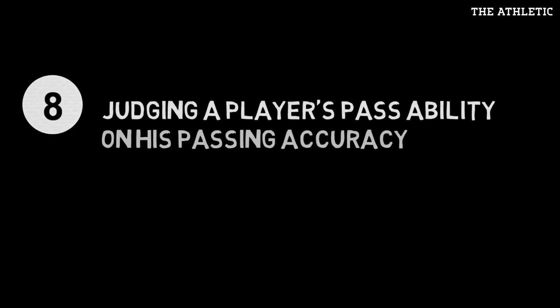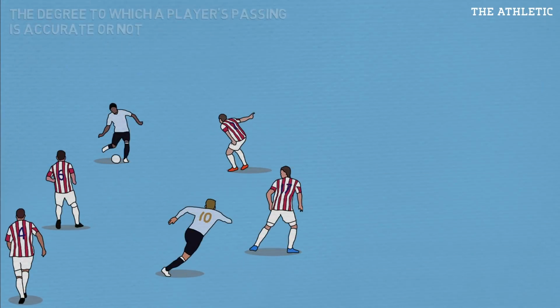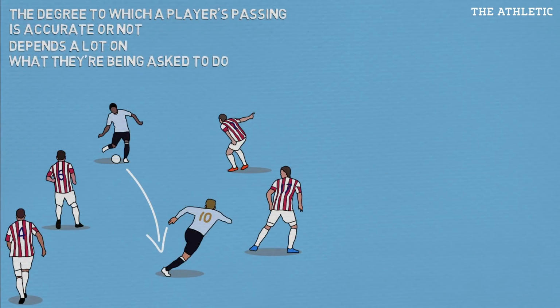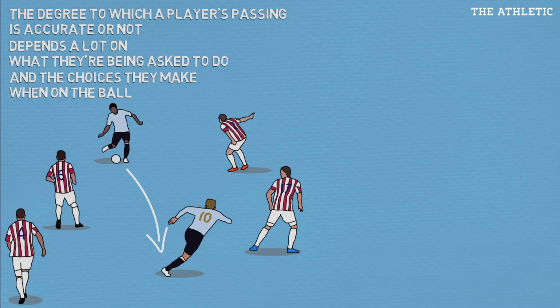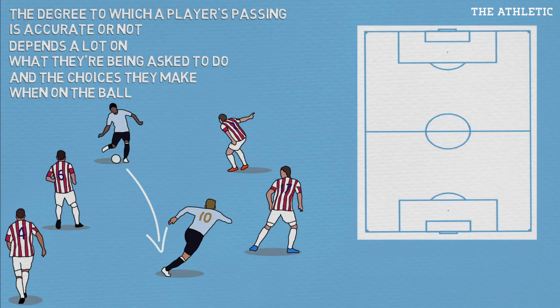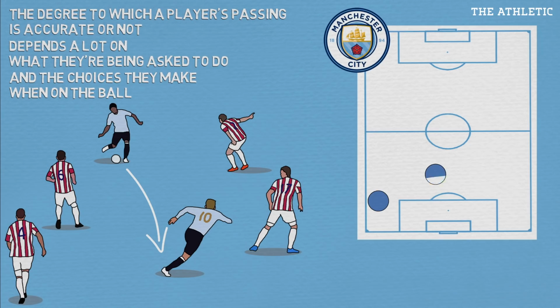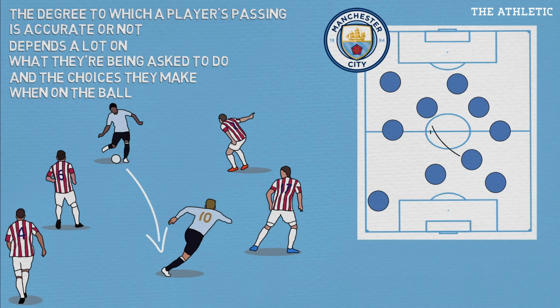8. Judging a player's pass ability on his passing accuracy. The degree to which a player's passing is accurate or not depends a lot on what they're being asked to do, and the choices they make when they're on the ball. Some teams, such as Manchester City, play the ball very short and in certain areas of the field under little pressure. Due to this, they'll have a high pass completion rate.